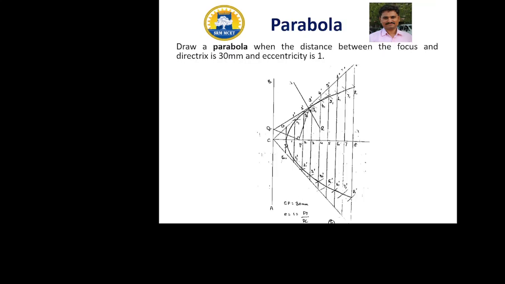See this curve. Here the distance between focus and directrix is 30 mm. Its eccentricity is 1. That is, the distance between focal and directrix is equal to the distance between directrix and vertex point, that is CD equal to FD. Hence its eccentricity ratio is 1. We get a parabola curve.